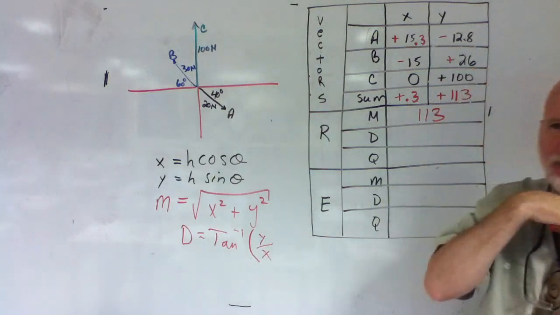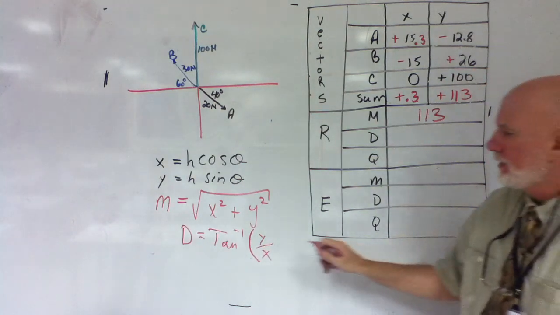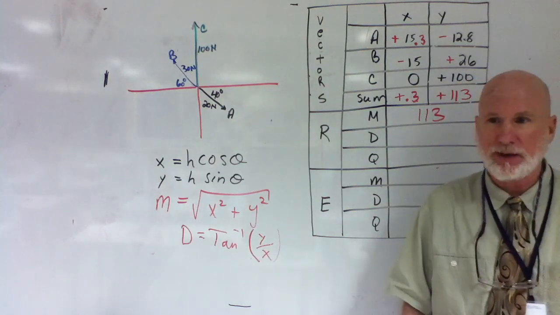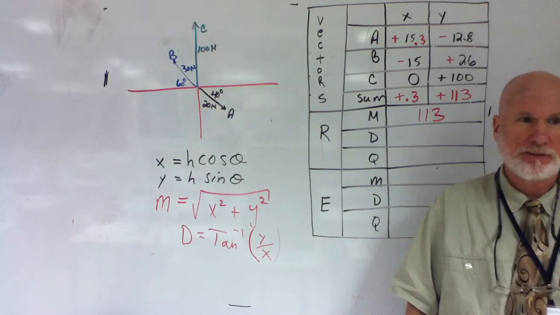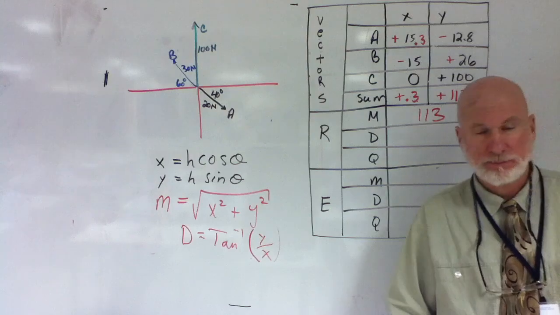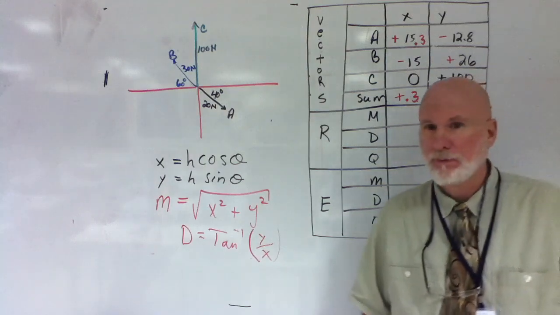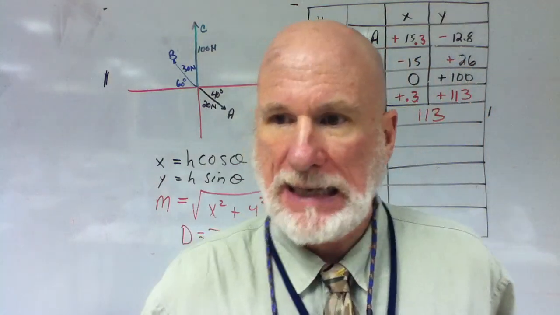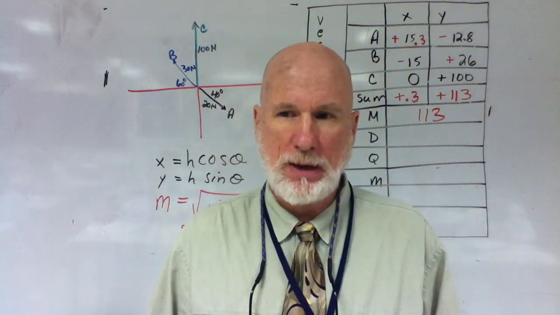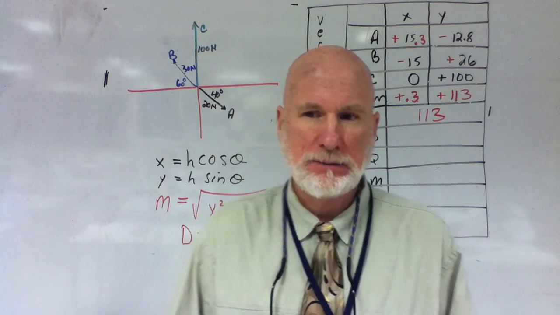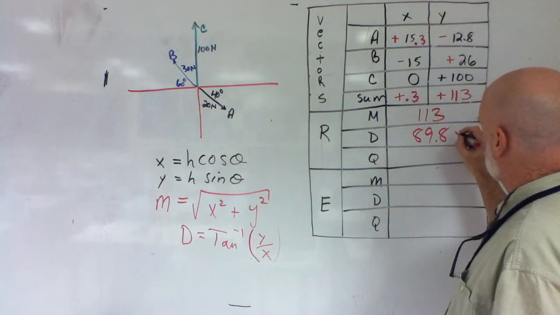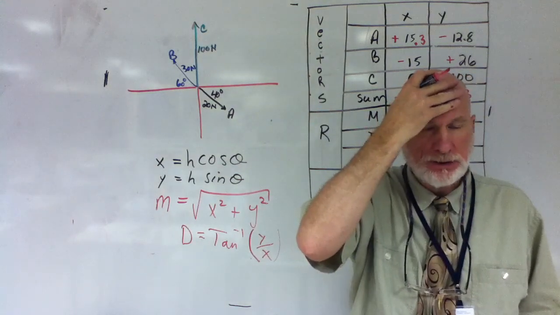So what is going to be the arctangent of 113 over 0.3? It's going to be a really large number. So it's going to be approximately what? 89.8. Okay, can we say 89.8? Is that okay? There's a reason why I don't want to say 90. Okay, so 89.8. So it's not 90, right?